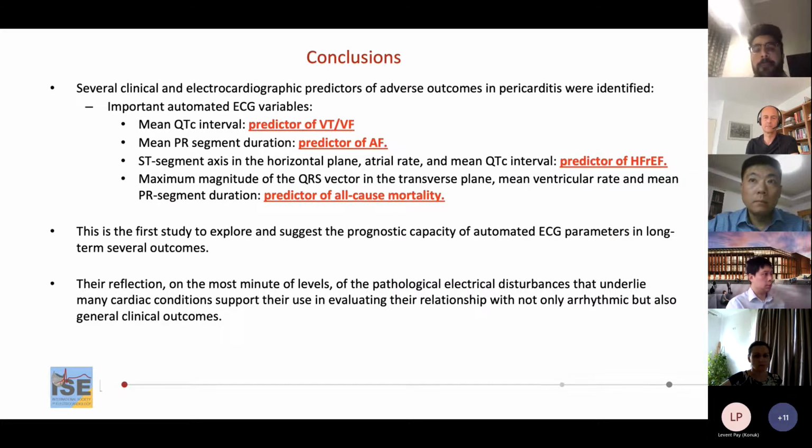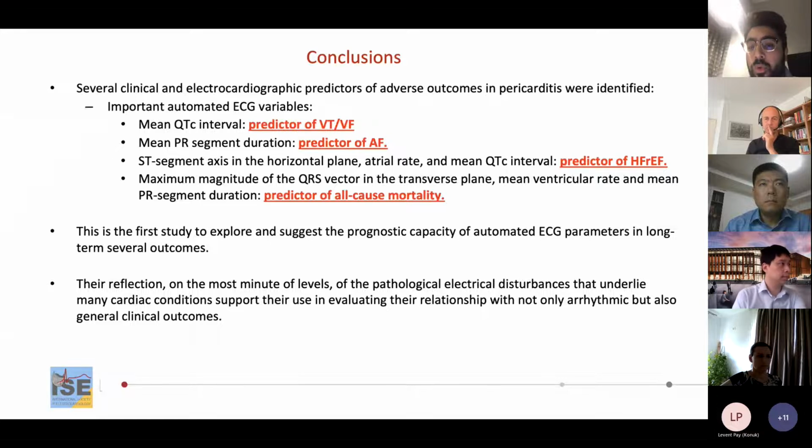So just briefly to sum up, the reason why I decided to give a talk on our recent investigation is because there isn't much information or data on the risk stratification in terms of ventricular and other arrhythmic outcomes in pericarditis patients. From our study, it seems that AF and heart failure are seemingly more common complications in pericarditis, with ventricular arrhythmias occurring less frequently. And from our studies, we were able to identify different clinical and ECG parameters associated with these outcomes, as well as all-cause mortality.